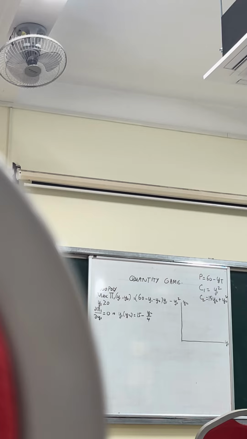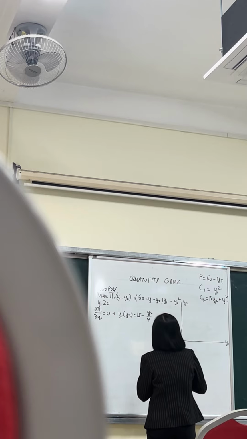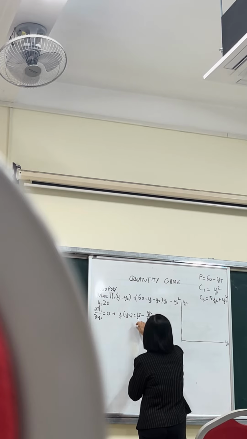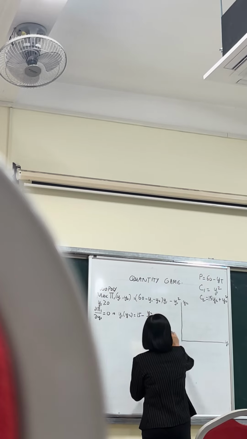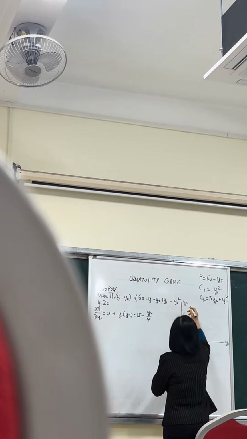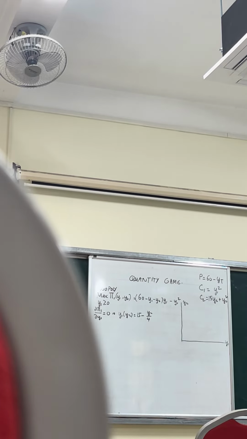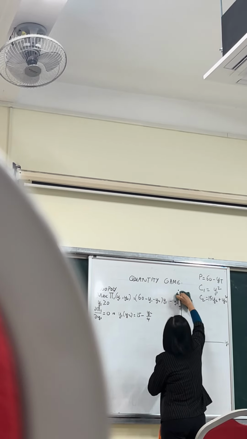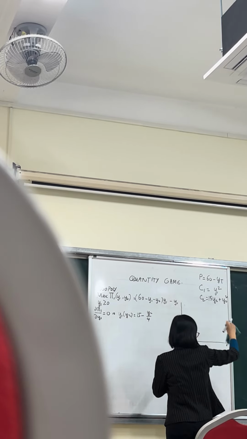Okay, so what do we have? Y2 is 0, Y1 is 15. Right? Y1 is 0, Y2 is 60. Very small board, so I really need to save my space because I have to write a lot of things.